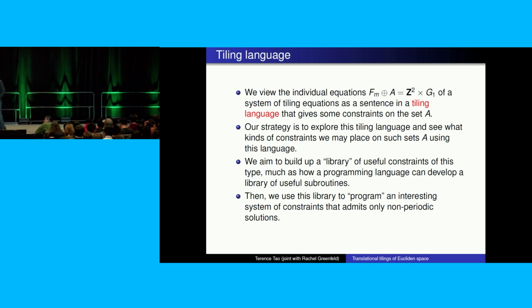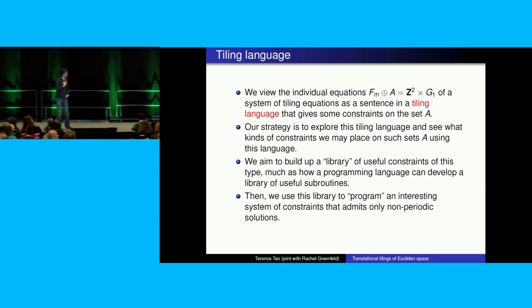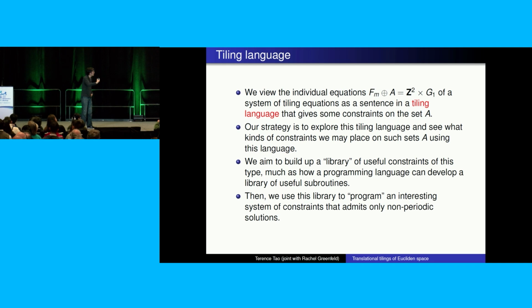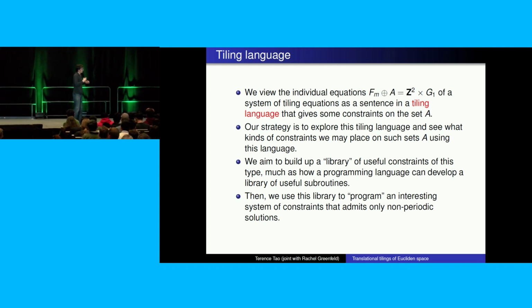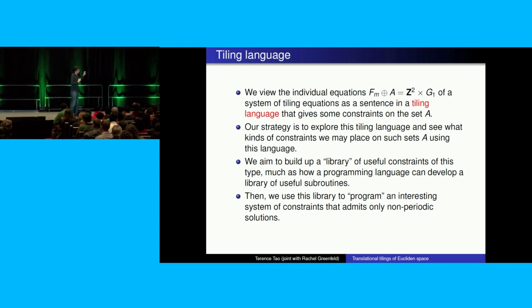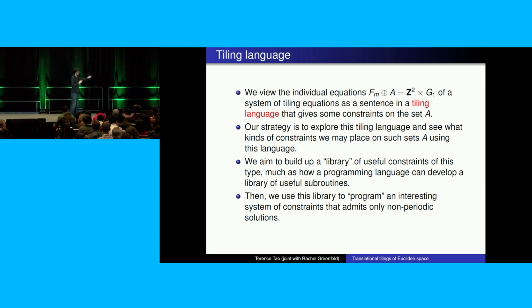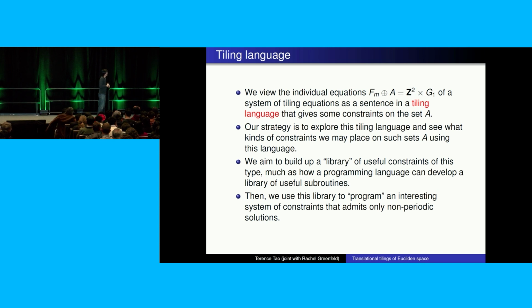Okay, so the reason why this is useful is that any individual tiling equation is a single constraint on your set A. And it turns out that, if you choose your tile correctly, individual tiles can give rather interesting constraints. So if you want your tiling set to be periodic in a certain direction or to have some sort of permutation structure in some direction, you can encode that as a tiling equation. And so you can create what we call a tiling language.